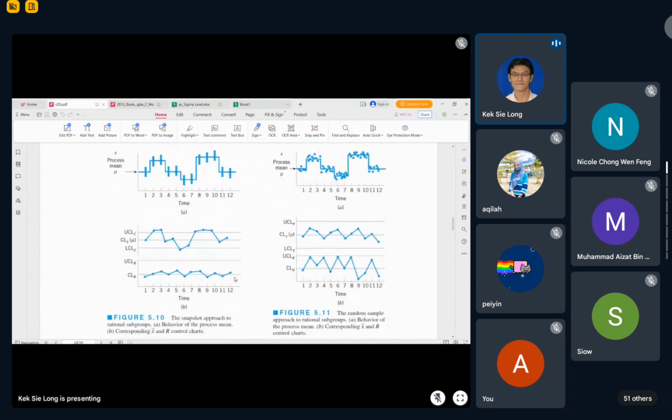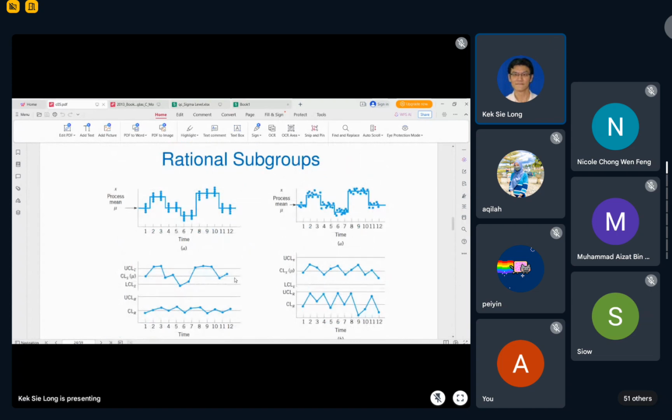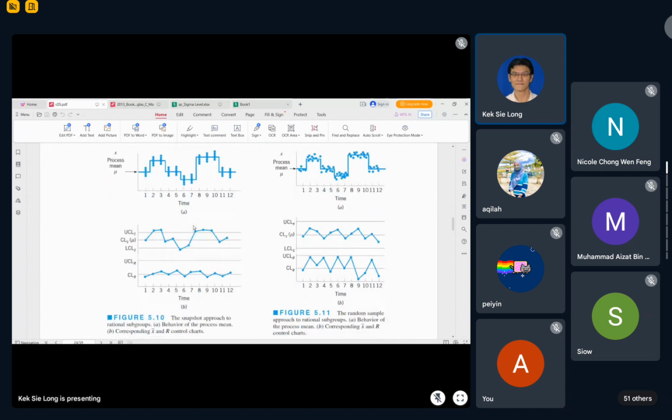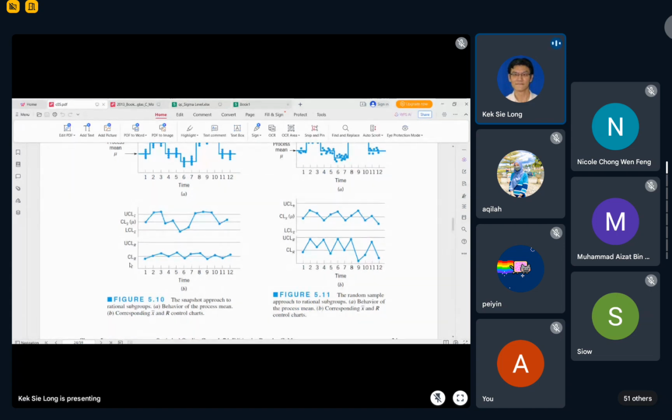Okay, let's see some figures for the rational subgroup. There are two figures, A and B. Let's say figure 5.10, the snapshot approach to rational subgroup. A is the behavior of the process mean, B is the corresponding X bar and R control chart.